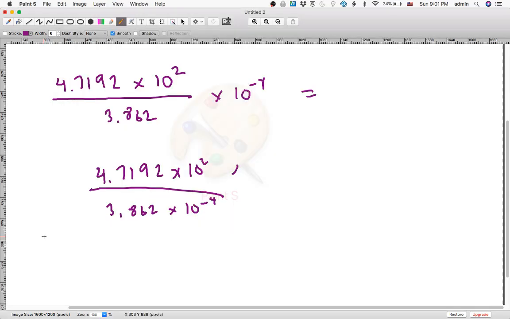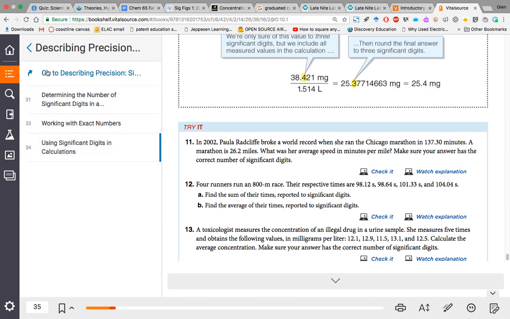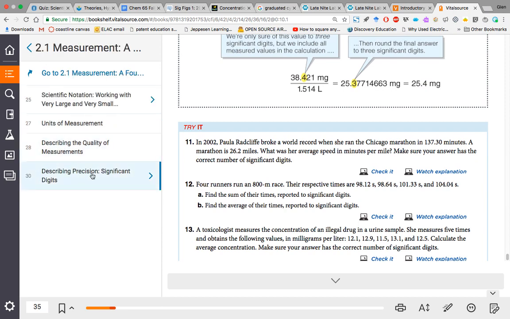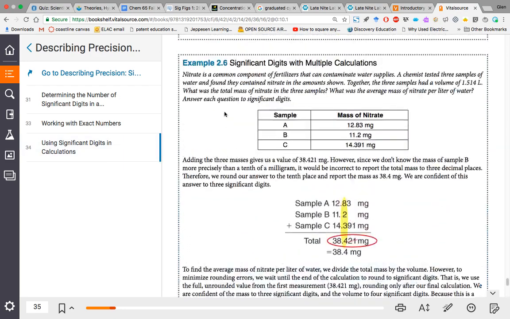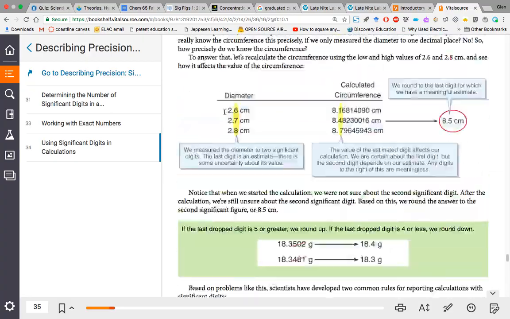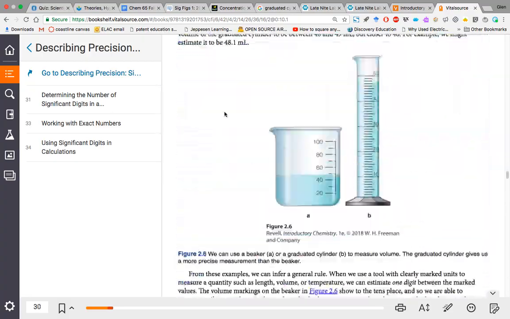Hi, I'm on section 2.1 again. Yes, this is section 2.1, the last part of it. And I want to tell you about significant digits. These are also known as significant figures. They're very important. Let me show you why they are important.